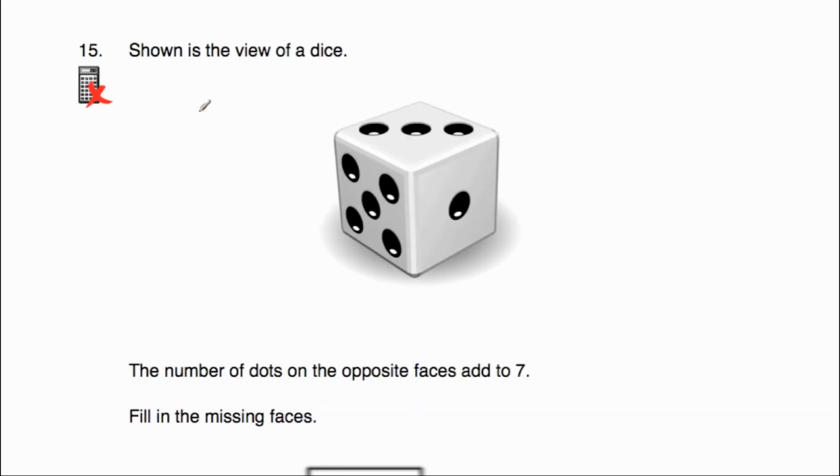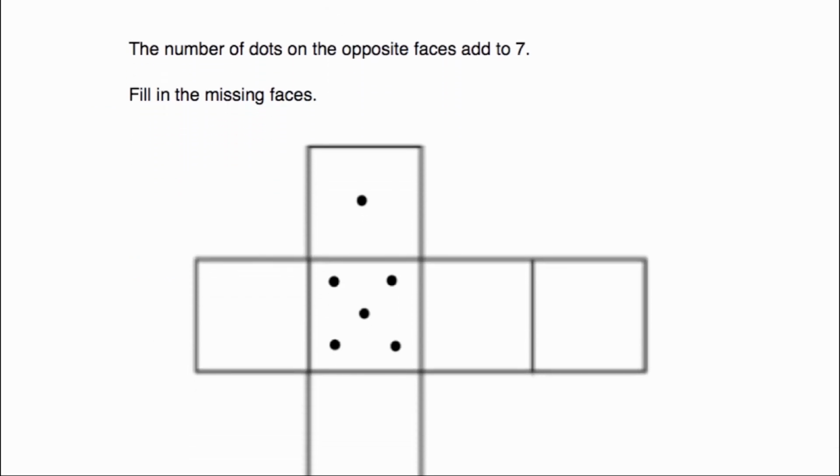So question number 15. So question number 15 says, showing us a view of a dice. So we've got 3 on the top, 1 on this side, this face, and a 5 on this face. And we're told the number of dots on the opposite faces add to 7. And if you look at the dice, if you've got a 1 on this face, you'd have a 6 on the other side. If you've got a 5 here, you'd have a 2 there. If you had a 3 there, you'd have a 4 on the bottom, and so on. And we've been asked to fill in the missing faces.